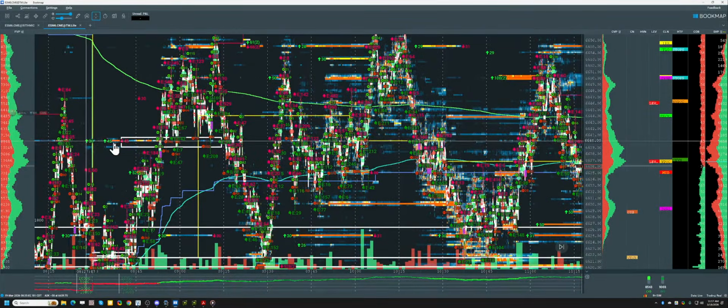Here, this is support. Break low becomes resistance. It could be a short or nothing. Now, let's look back up over here. Variable high volume node right here.